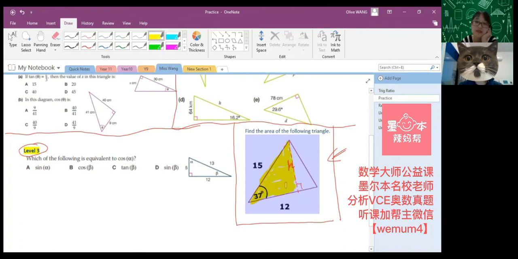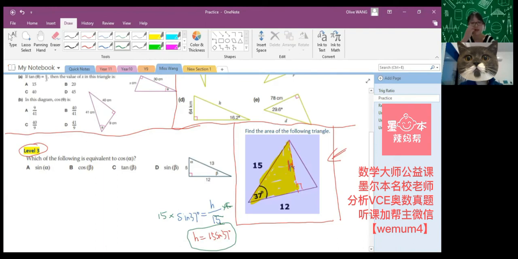And so sine 37 equals h over 15. Yes, h is the opposite side, and you have the hypotenuse. So h equals 15 times sine 37, because I can multiply 15 on both sides, and it cancels out. So now I have h equals this one.